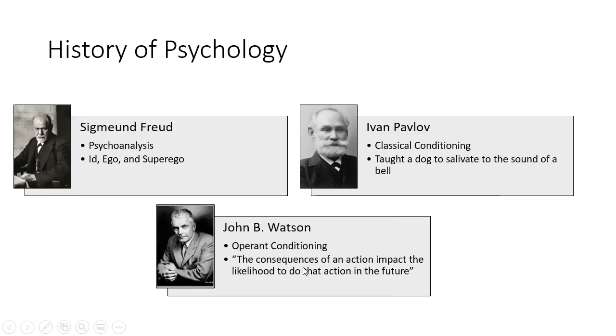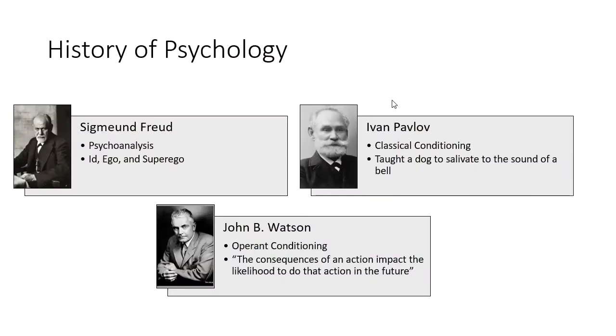And John B. Watson came up with this idea called operant conditioning, which is very simple. It's the idea that if you do something and something good happens, you're going to keep doing it. If you do something and something bad happens, you're going to not do it as much. And so Ivan Pavlov and John B. Watson together, classical and operant conditioning are combined into what's called behaviorism.